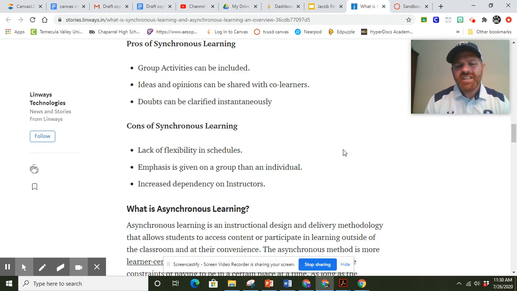And it says increased dependency on instructors. So, I mean, just like in class, they have access to you, and they'll do that in synchronous as well.